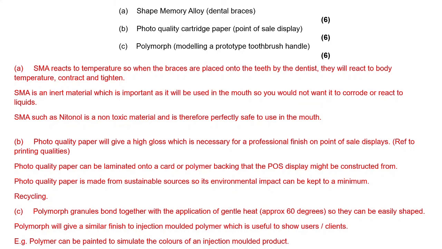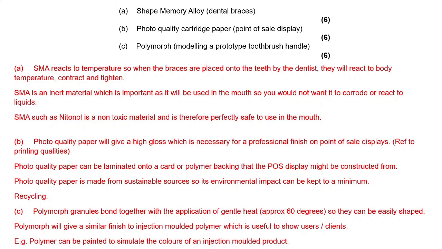Photo quality paper is high gloss, so it gives a nice professional quality look. It can be laminated on the card and paper, so you can give it more rigid strength. It's from a sustainable source, so it doesn't have much of an environmental impact. It's kept to quite a minimal. It's pretty easy to recycle for the most part. It's just that if you were to start laminating it onto something, then it'd be a little bit more difficult to recycle.